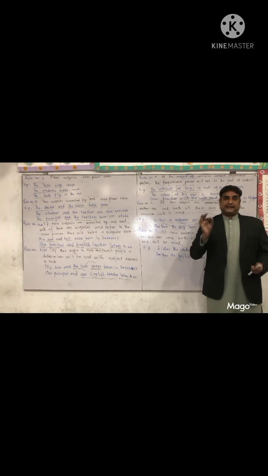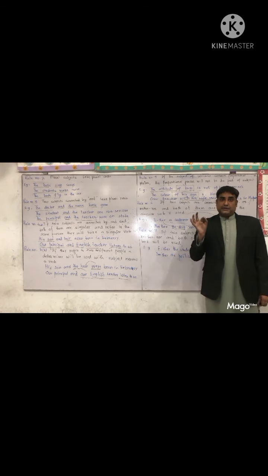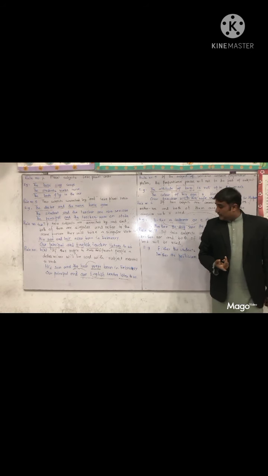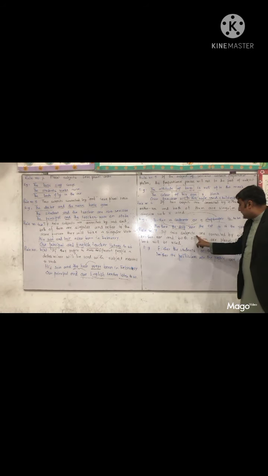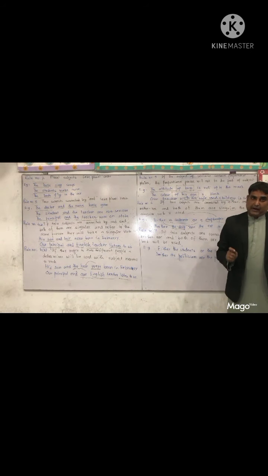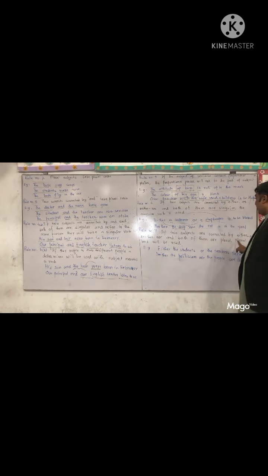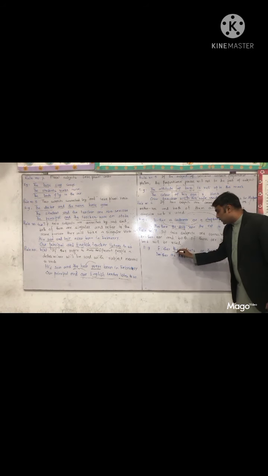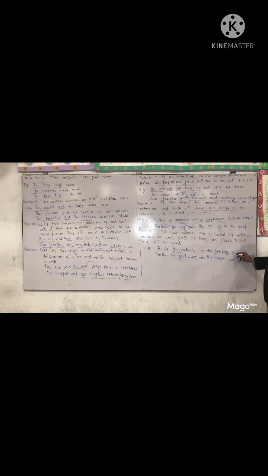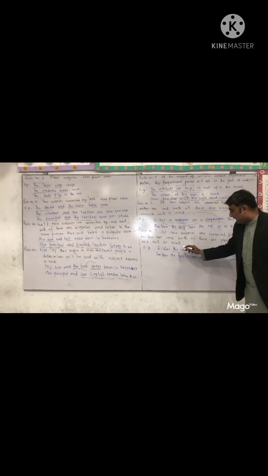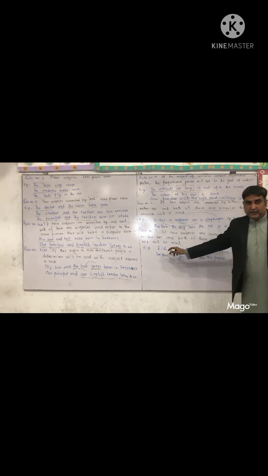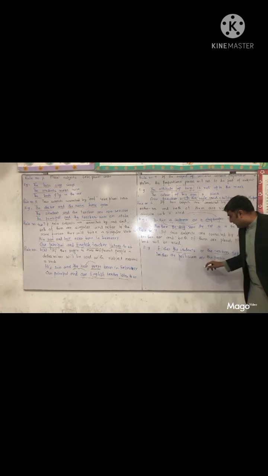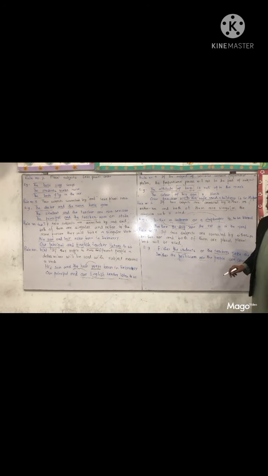When two subjects are connected by 'either or' or 'neither nor' and both of them are singular, a singular verb will be used. Rule number 7: if two subjects are connected by 'either or' or 'neither nor' and both of them are plural, the plural verb will be used. 'Either the students or the teachers': the students is plural, the teachers is also plural, 'take the lead.' So when both are plural, a plural verb will be used.